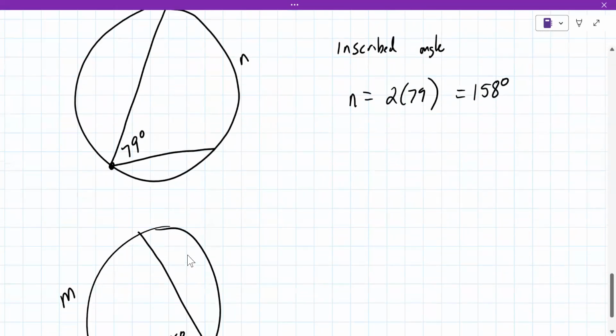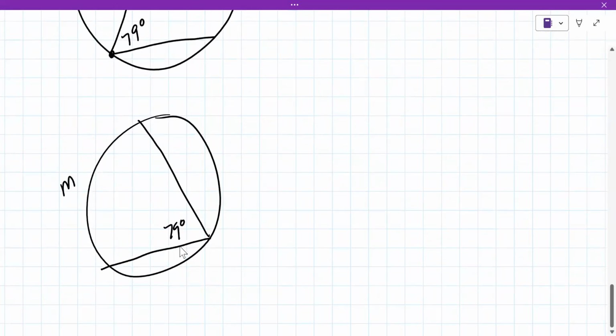So let's do the same thing down here to find the measure of angle M. What did you multiply 79 by in the previous problem? 2. Okay, so do the same thing here. Yes, M is 2 times 79, which is 158 degrees. Very good. M equals 158 again.